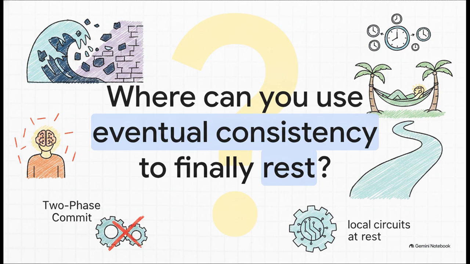Where in your own life are you holding your body's locks open? Where are you draining your precious energy waiting for a yes that is currently delayed? Where are you forcing a two-phase commit that's causing your own metabolic burnout? It's time to stop forcing the commit. Embrace eventual consistency, trust your internal ledger, and finally, let your local circuits rest in the shade.